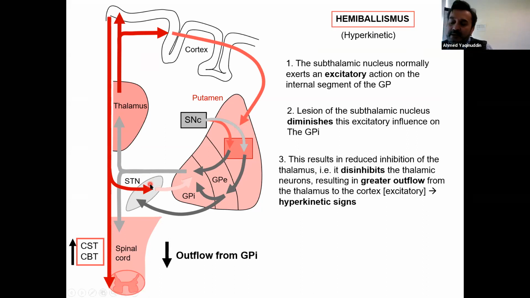the infarct to the subthalamus, which will reduce the excitation to the GPI. And as there is decreased excitation to the GPI, the tonic inhibitory discharge from the GPI to the thalamus will decrease. And as a result, the cortex will get excited and you have ballistic movements of the half side of the body. So this is not a genetic disorder.